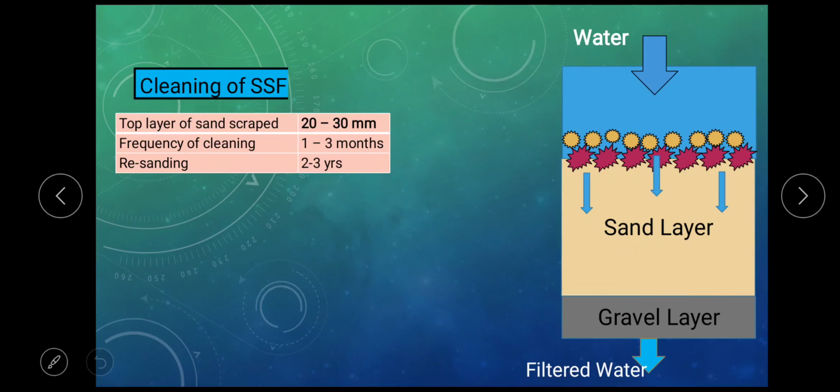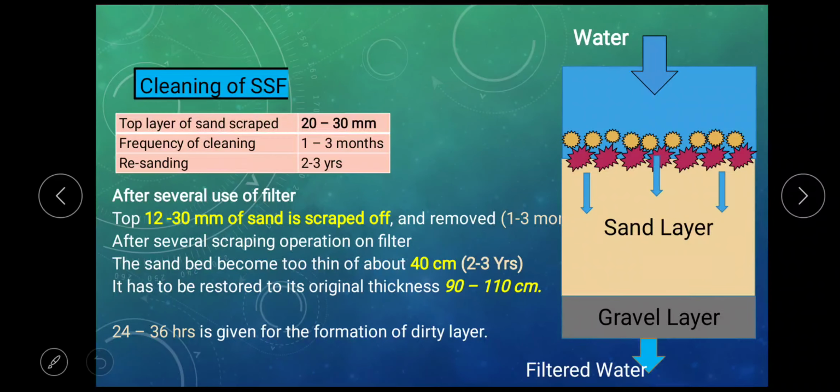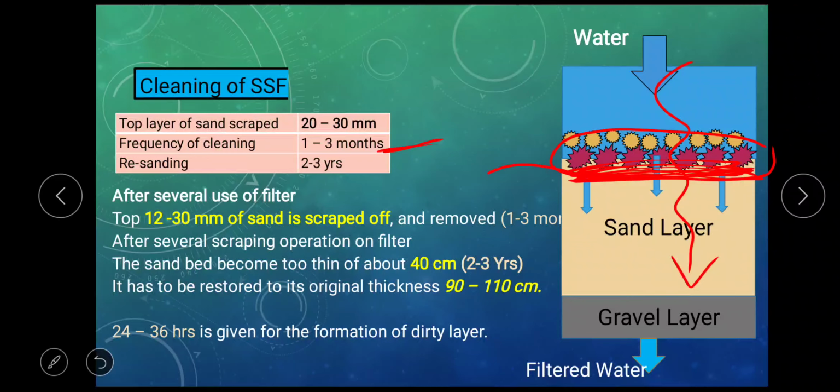Cleaning mechanism in slow sand filter. When water percolates through the sand media, all the impurities get arrested onto the surface of the sand. As time passes, the thickness of these impurities increases, which reduces the filtration rate. So every 1 to 3 months we are going to scrape off this layer. 20 to 30 mm of layer, meaning 2 to 3 cm, we will scrape off and remove. So every 3 months we will remove this layer.